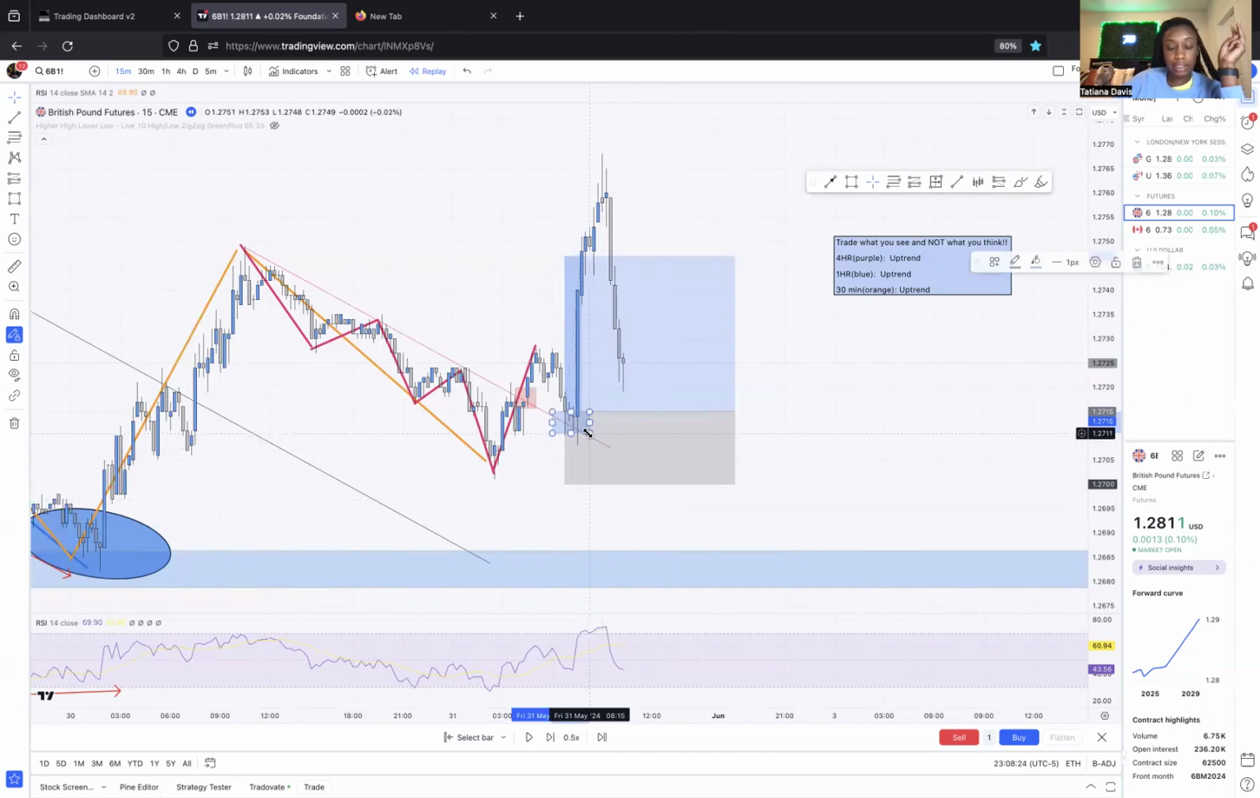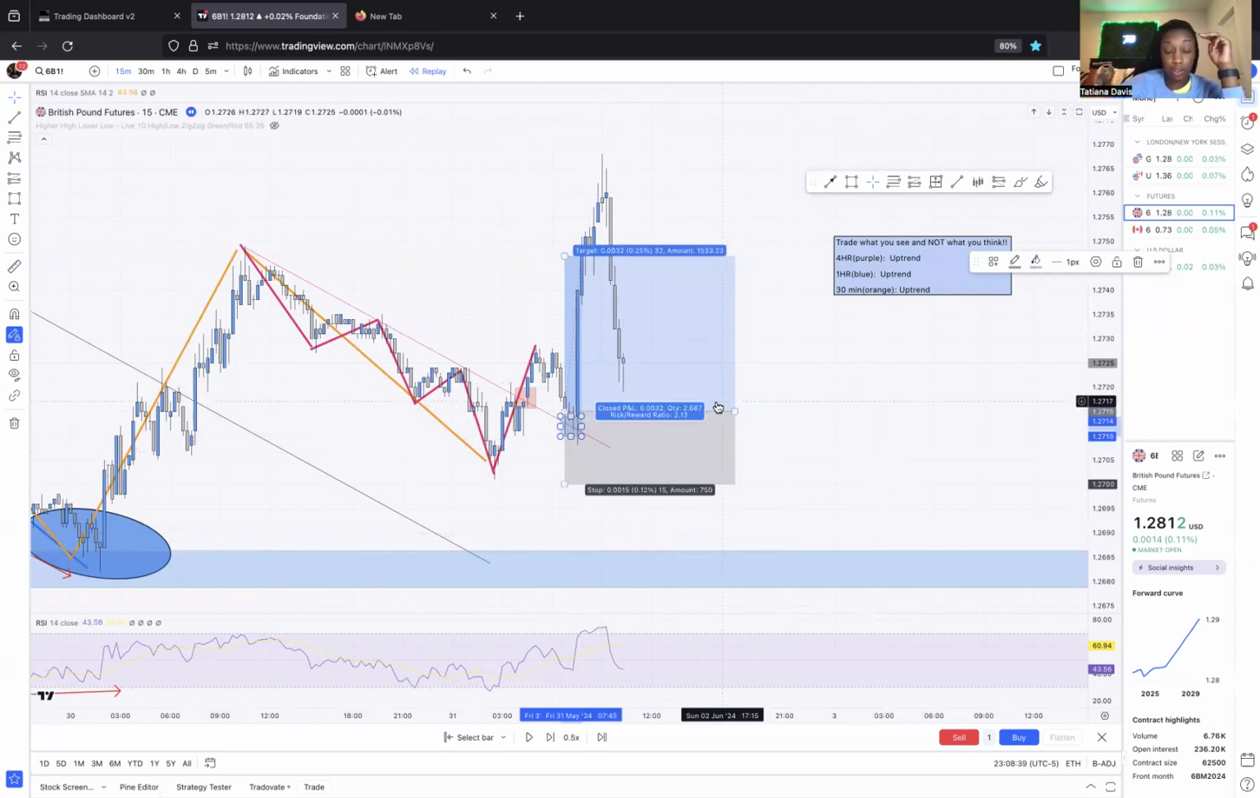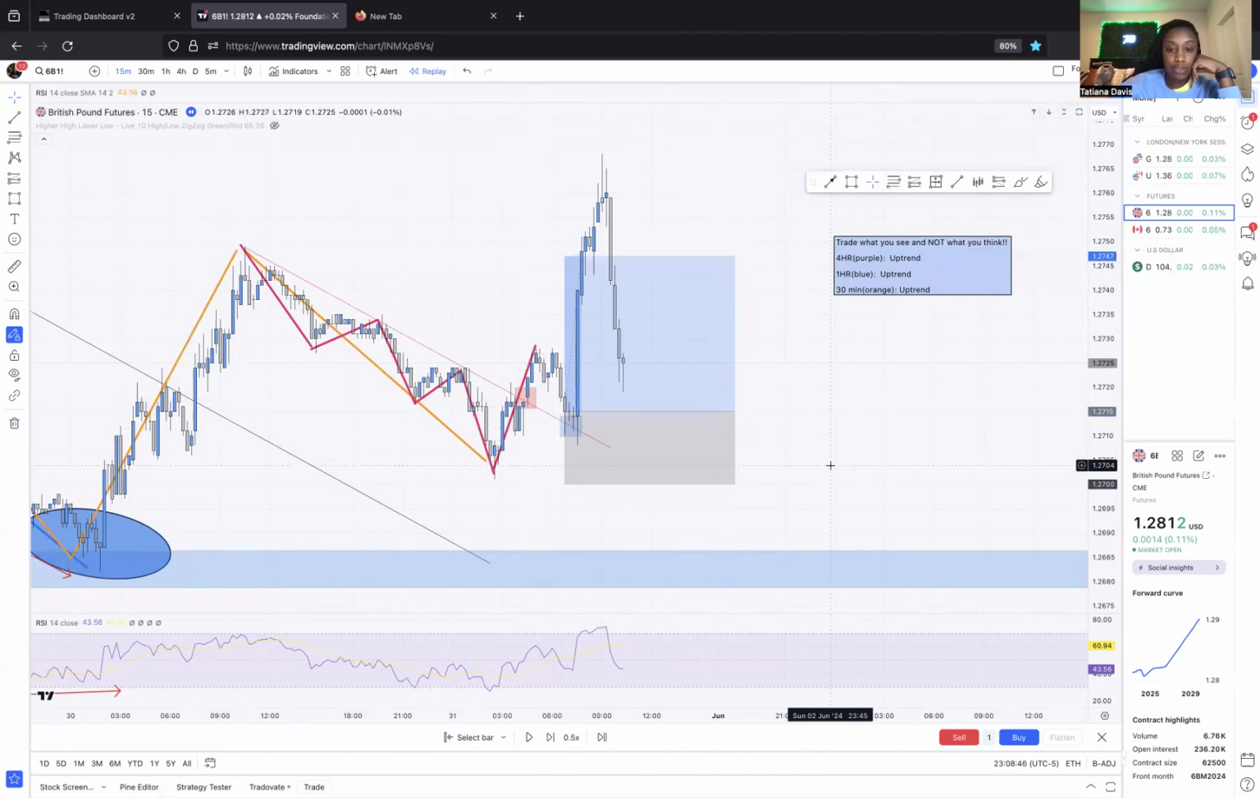So for me, I like to see at least 3 or more confluences. If it's 2, there has to be some kind of overall structure in place that I'm very, very sure about. But other than that, I like to see 3 or more confluences, very strong confluences, and one of them has to be structure at all times. So that was my reasoning for taking this trade.